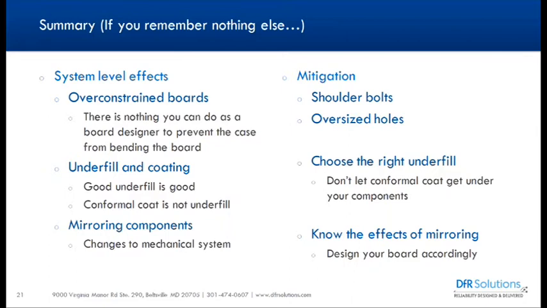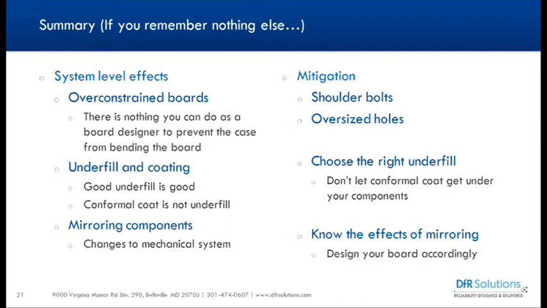This is my, if you remember nothing else, slide. If you were falling asleep and just now paying attention, there are system level effects that we can look at. Overconstrained boards: there's nothing you can do as a board designer to prevent something from bending your board. If your board is being bent by an outside force, it's not because you designed the board wrong, it's because the outside force needs to be designed to protect the board from those kinds of loads. You shouldn't bend the board, and you shouldn't increase the temperature of the board. That's just how board design is; you can't really do much about it.